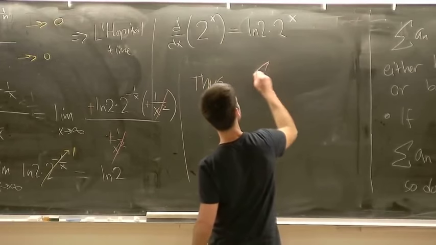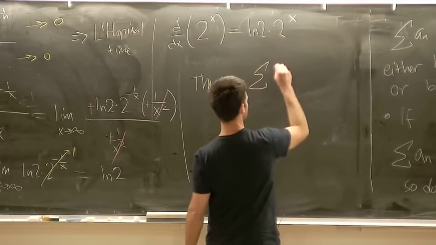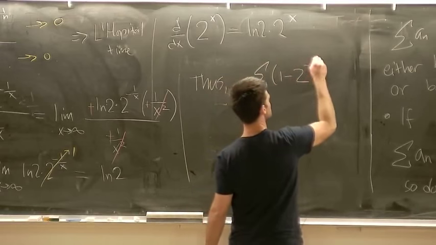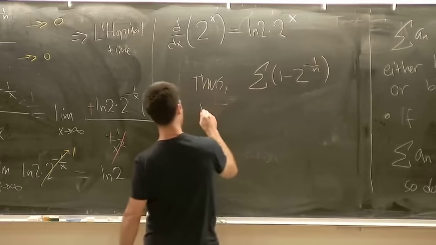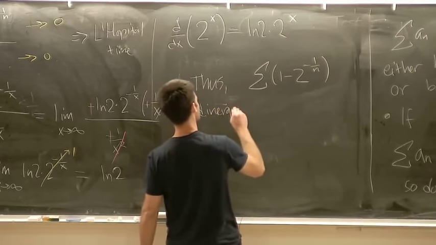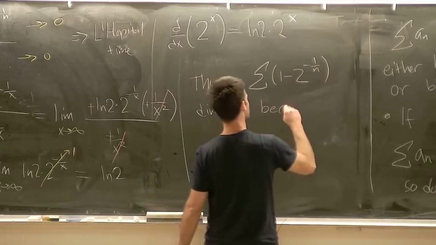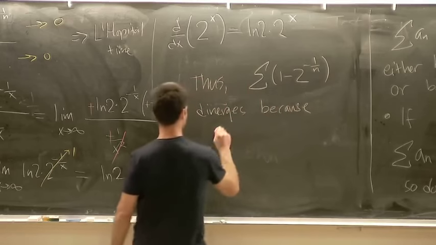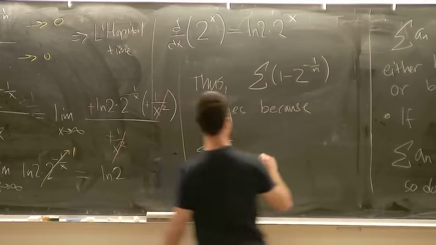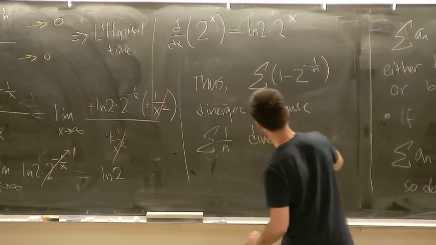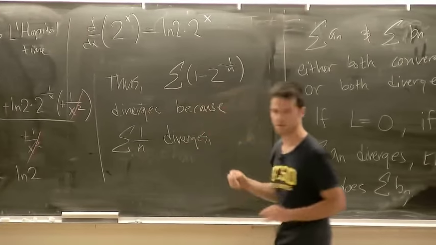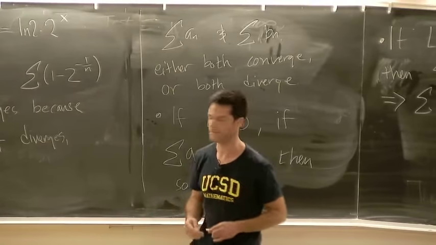So our series diverges, because the harmonic series diverges. Because the limit comparison test says they have the same behavior.